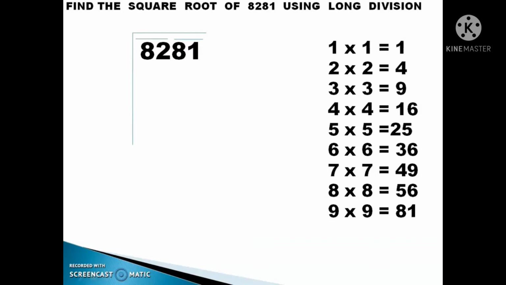Your next step is find a number which is very near to 82. You should find a perfect square number which is very near to 82. It should not be greater. It should be very near to 82. Can you tell me which is that number? Yes, it is 9 into 9, 81. So, we will choose 9 into 9, 81.